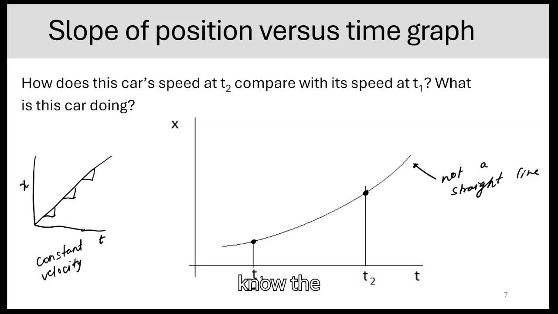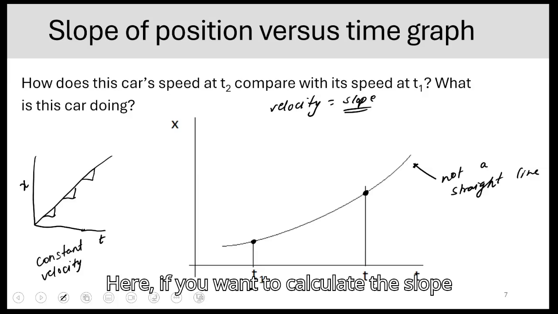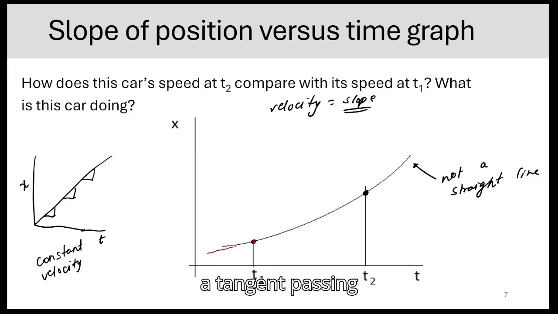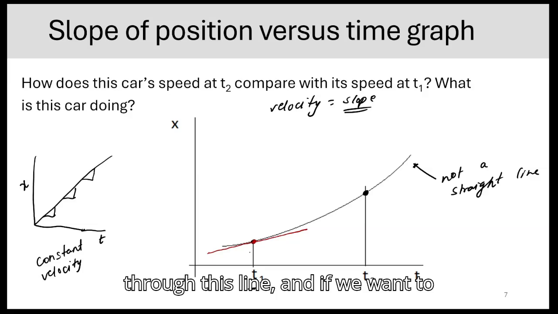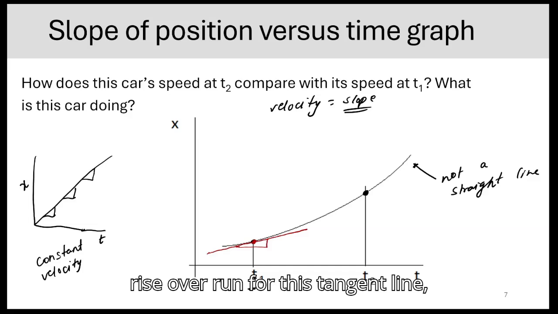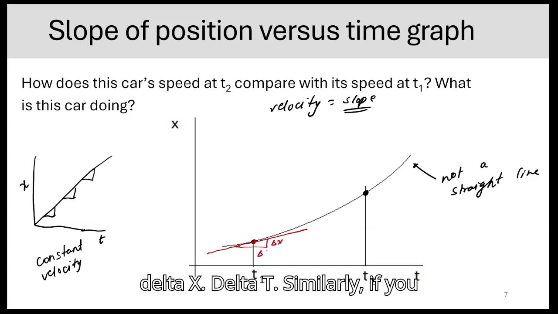And we know velocity is slope, and for a curve, if you want to calculate the slope at this point, what we need to do is draw a tangent line passing through this point. And if we want to calculate the slope at this other point, we will basically calculate the rise over run for this tangent line, delta x over delta t.